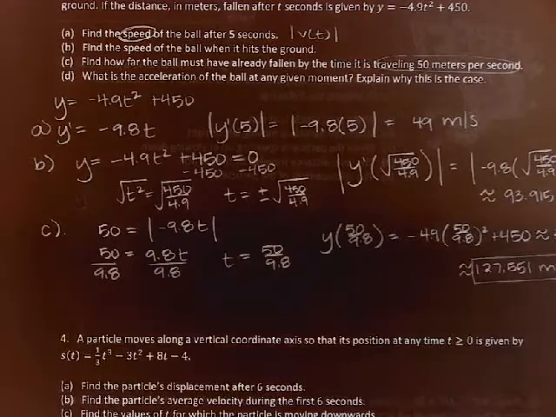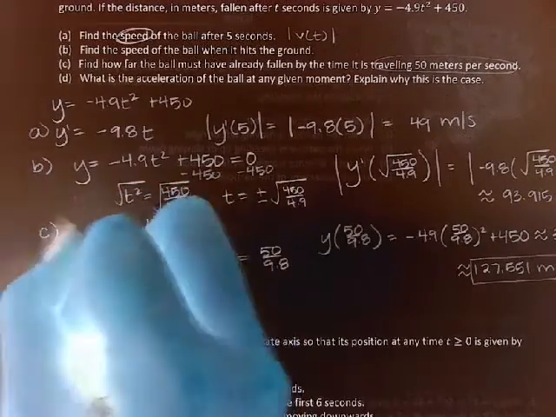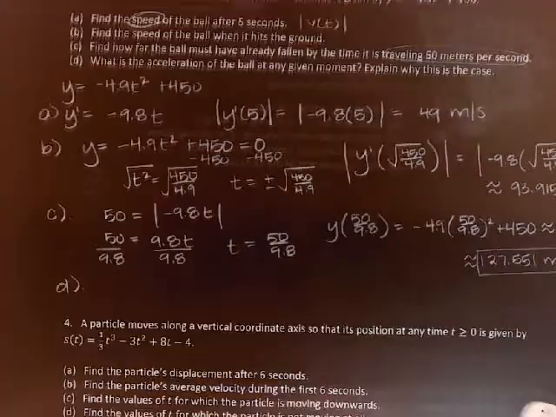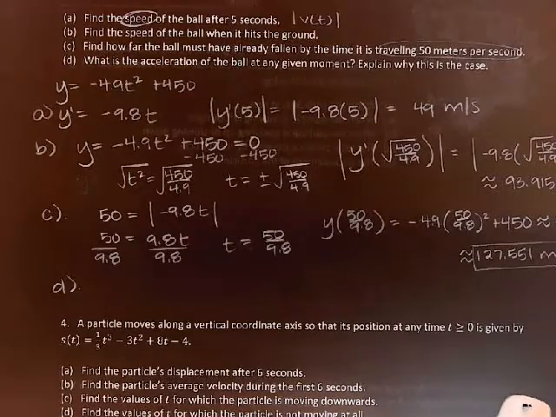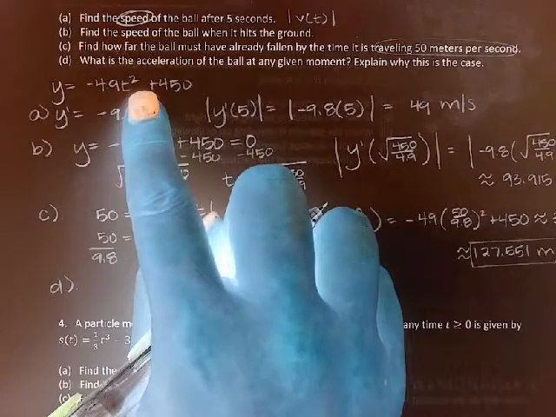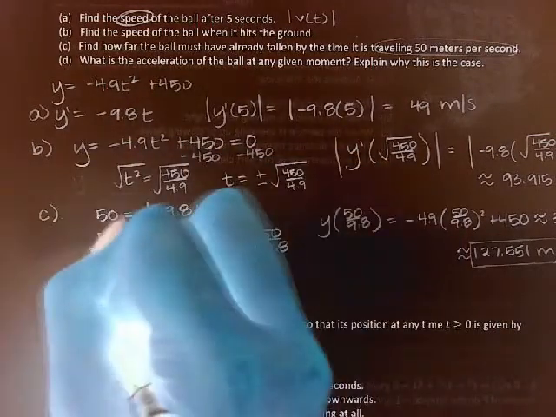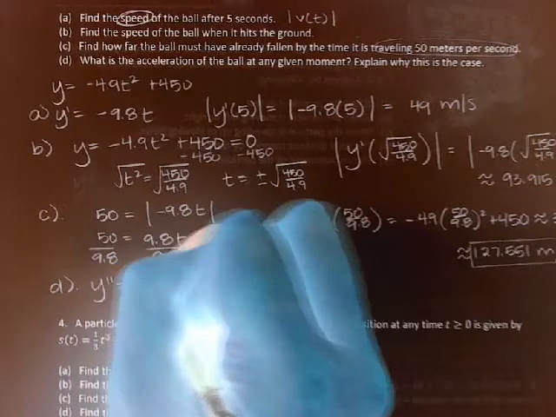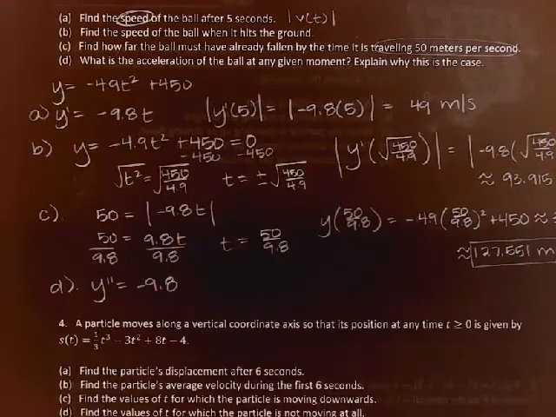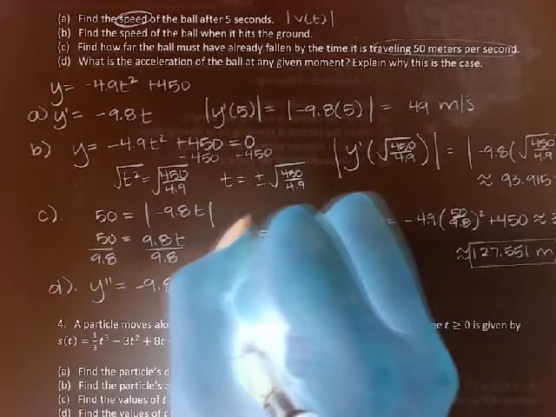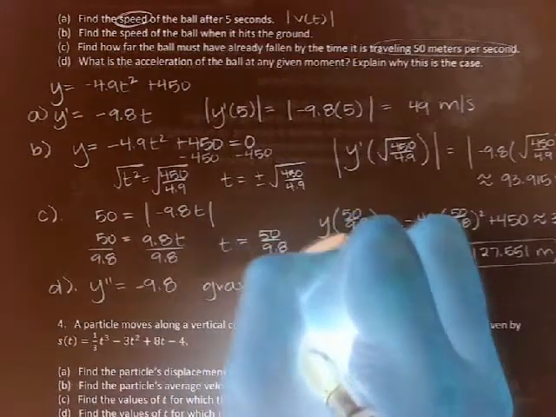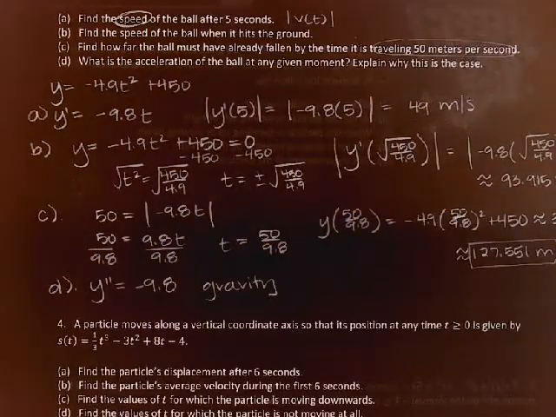What is the acceleration of the ball at any given moment, and explain why this is the case. So what do we need to do? We have the original position equation, the velocity equation. The acceleration is negative 9.8 because that is gravity. Because gravity. Make sure gravity is in all caps and really big.